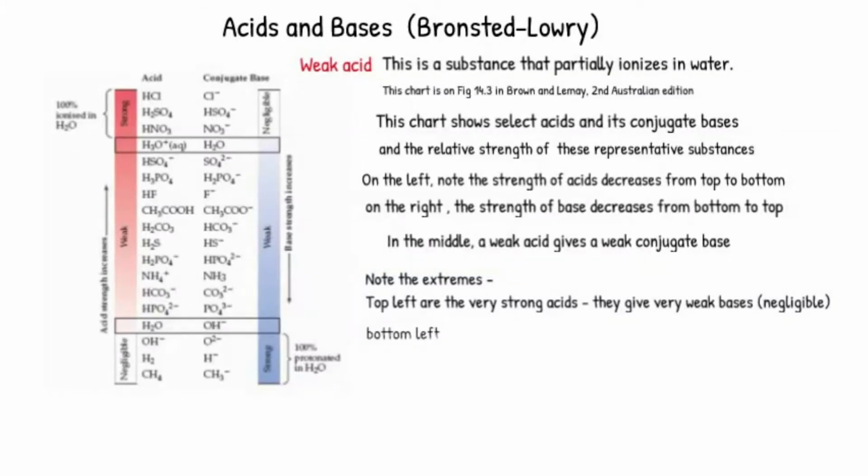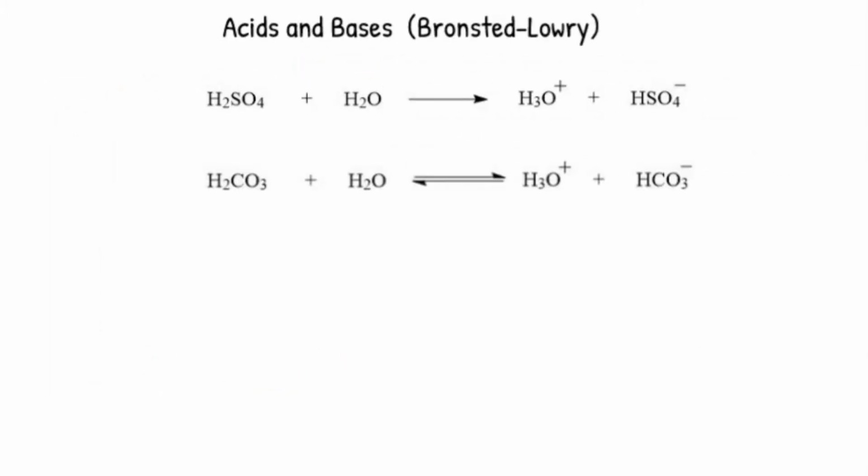On the bottom left are the very weak acids. These are negligible acids, and they give very strong conjugate bases. Here are two examples of acids. The first is a strong acid, and the other is a weak acid. The strong acid is sulfuric acid, and the weak acid is carbonic acid.